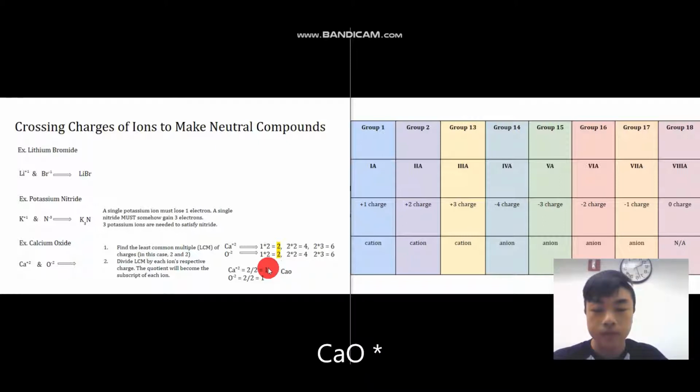And this is simply because there's one Ca and there's one O. And we know that because we just found the subscripts for those.